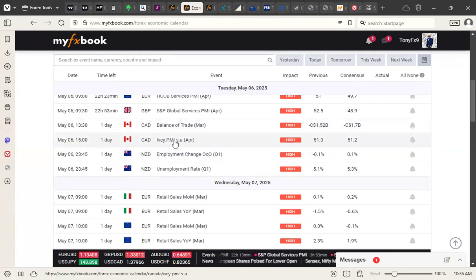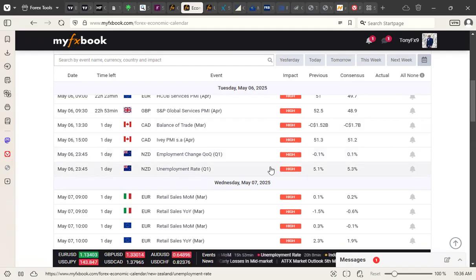And we have the PMI. If you see a figure higher than 51.2, it should give CAD strength. A lower figure than 51.2 should give CAD weakness. Then we have the employment change quarter over quarter. That is in the Asia session on Tuesday at 11:45 p.m. If you see a figure higher than 0.1, it should give NZD strength. A figure lower than 0.1 should give NZD weakness.